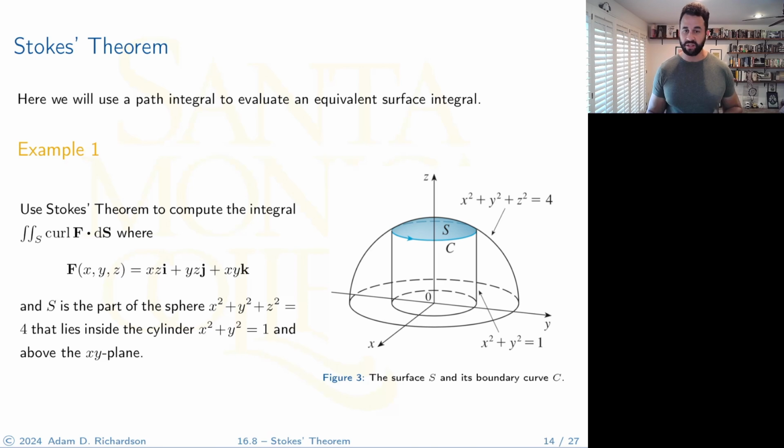So here we go. I want you to try to use Stokes' theorem to compute this integral right here, where f is given by this vector field here, and the surface S is the part of the sphere x squared plus y squared plus z squared equals 4 that lies inside the cylinder given by x squared plus y squared equals 1, and above the xy plane. So let me emphasize a little bit more what's going on. S is this little piece that you see in the picture. It's that little bulbous surface right there at the top. And what I want you to try to do is compute this surface integral by instead using Stokes' theorem and passing to an equivalent path integral, okay?